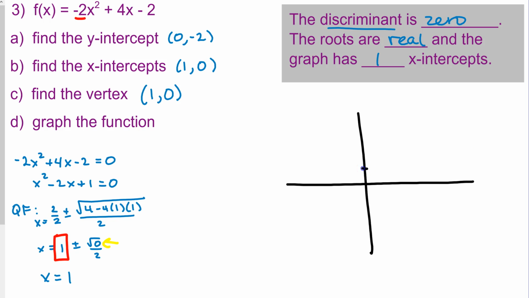It's opening down, and the numbers we came up with here are pretty small numbers. So just going by ones, you'll probably be fine. We have 0, -2. We have 1, 0. We have our axis of symmetry. And then let's reflect that 1, 0 across.